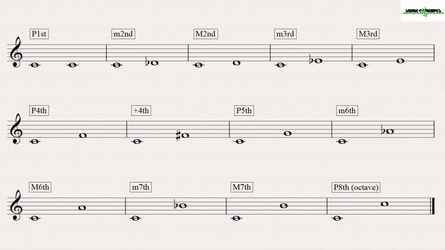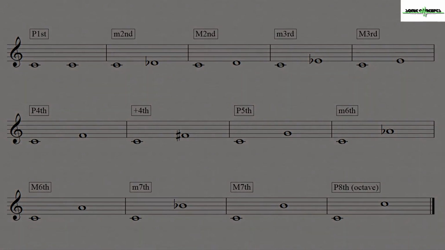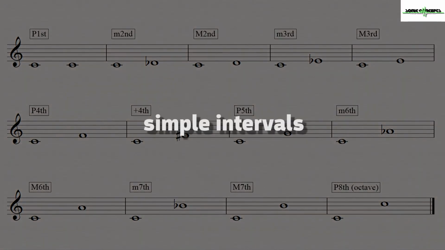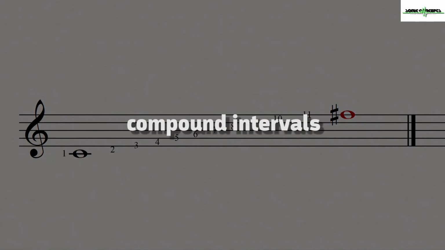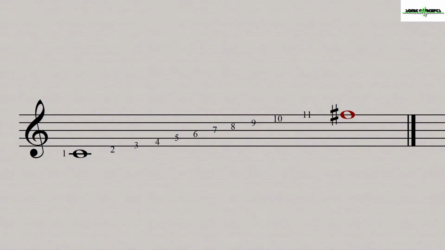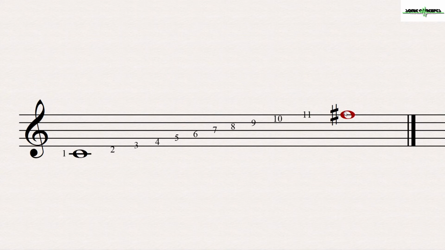Up to this point, we've been dealing with intervals within and including the span of one octave. These are called simple intervals. Intervals wider than one octave are called compound intervals and can be determined in almost the same manner as intervals within one octave. Determine the interval number by counting lines and spaces from the low note to the high note, being sure to include the low note in the count.